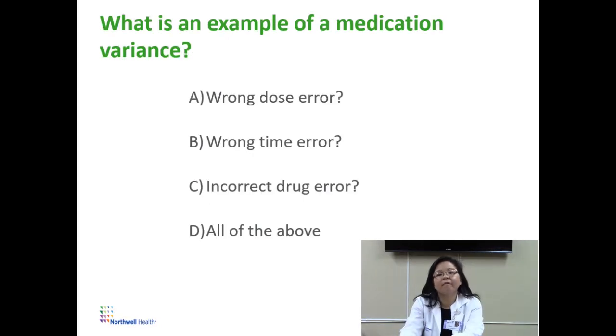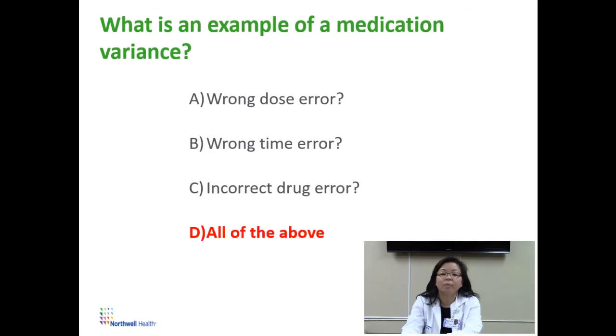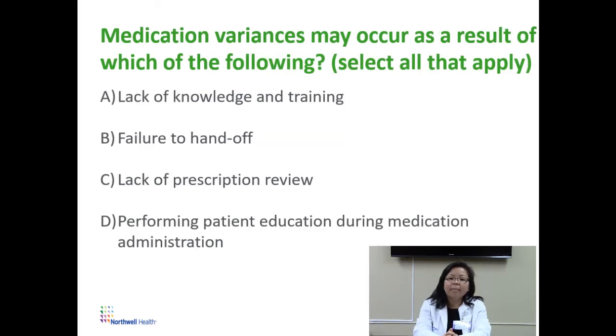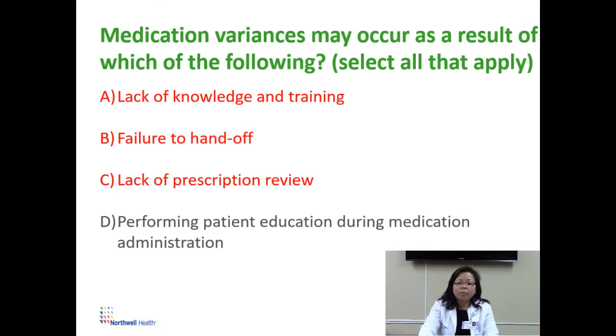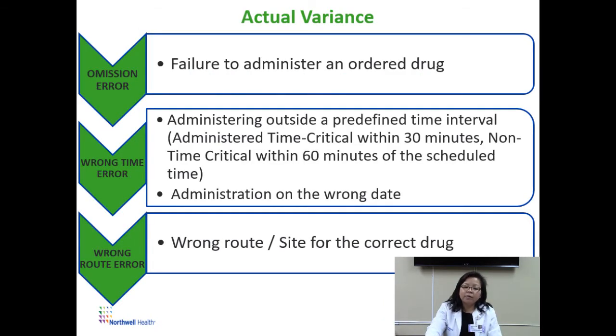What is an example of a medication variance? It will be all of the above. Wrong drug, wrong dose, wrong time. Medication variance may occur as a result of which of the following? And remember to select all that apply. So it would be A, B, and C, which is lack of knowledge and training, failure to hand off, lack of prescription review. So let's review the actual variances of examples.